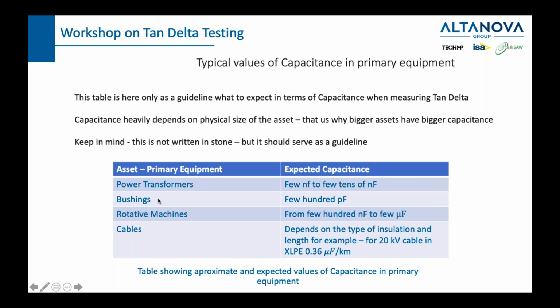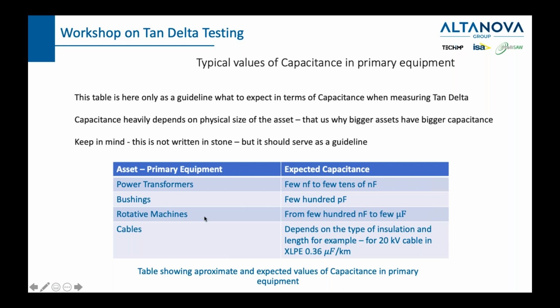Bushings, on the other hand, are always a few hundreds of picofarad. It's not more than that. I've never seen it. I'm not saying that it doesn't exist, but it's rare. And maybe for a very small bushing, it could be tens of picofarads, but picofarads. Rotative machines are beasts.